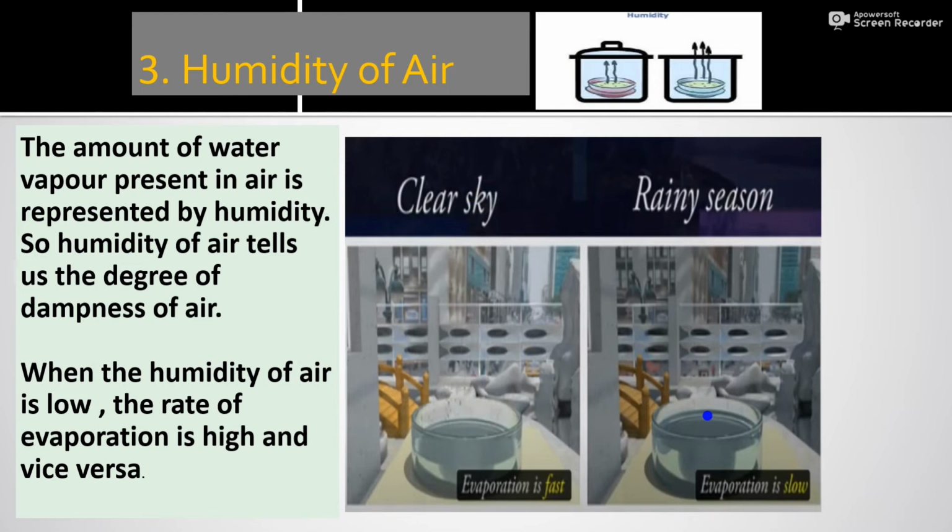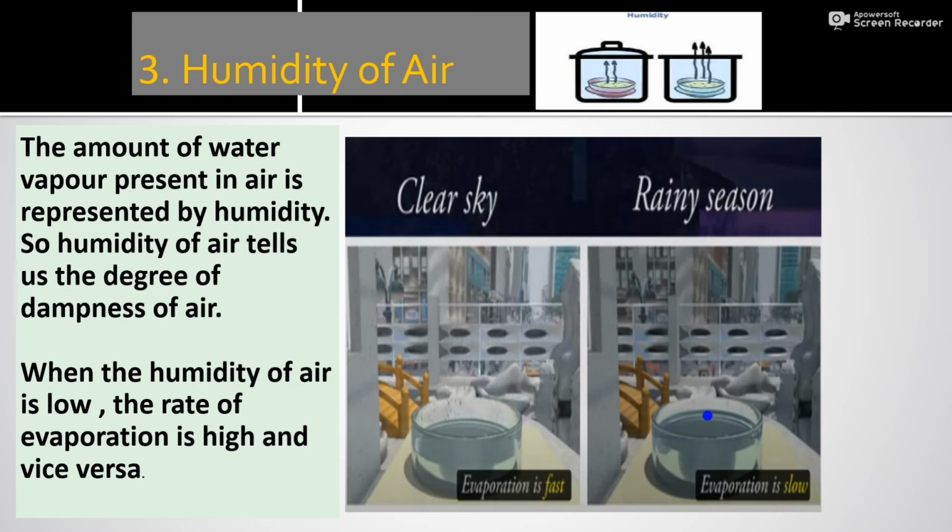The amount of water vapor present in air is called the humidity. So humidity of air tells the degree of dampness of air. When the humidity of air is low, the rate of evaporation is high because there are fewer water particles in the air, so there is more space for the water molecules that will be evaporated.